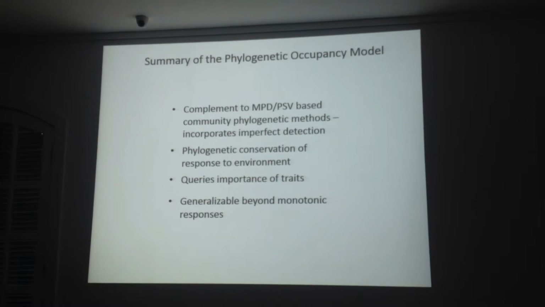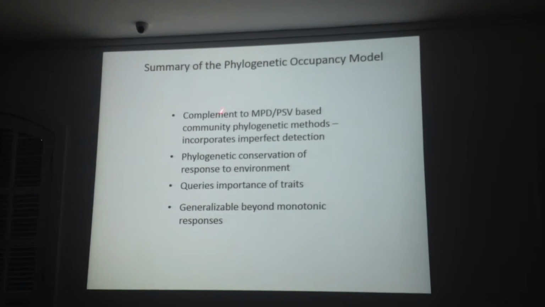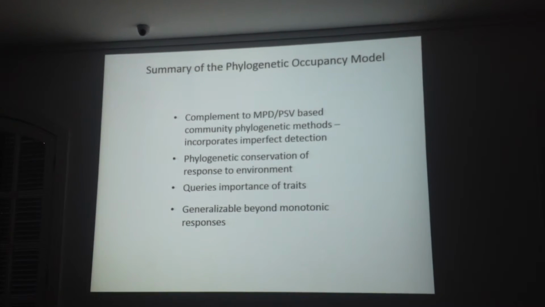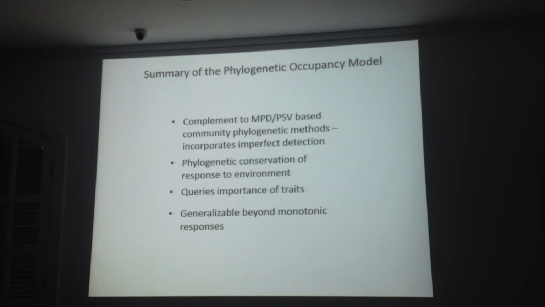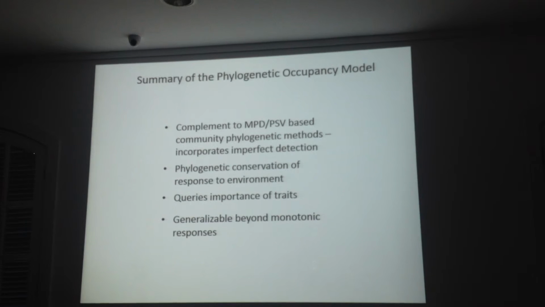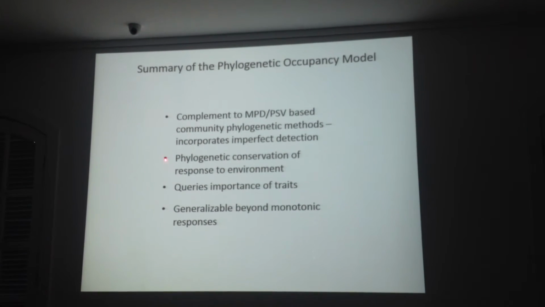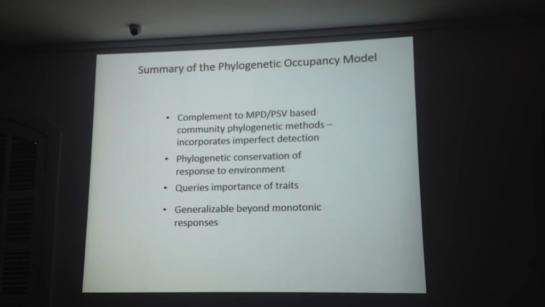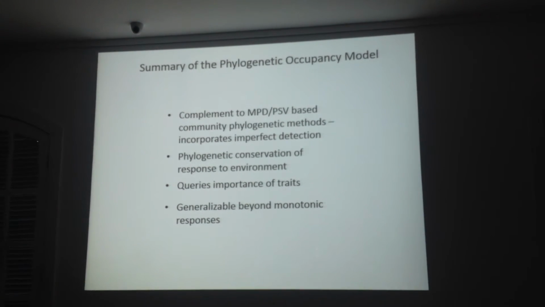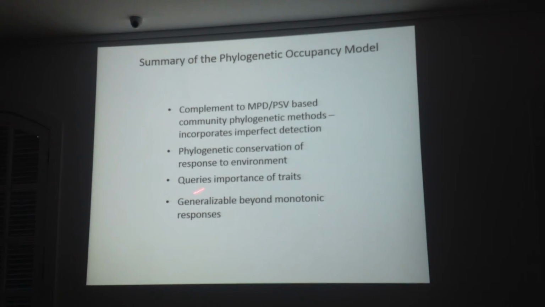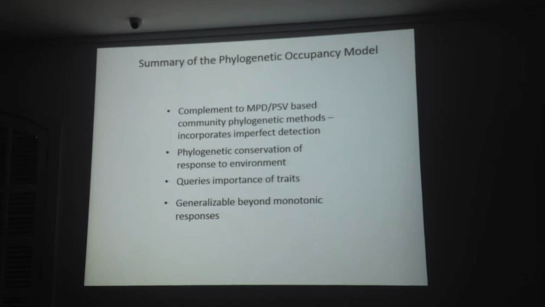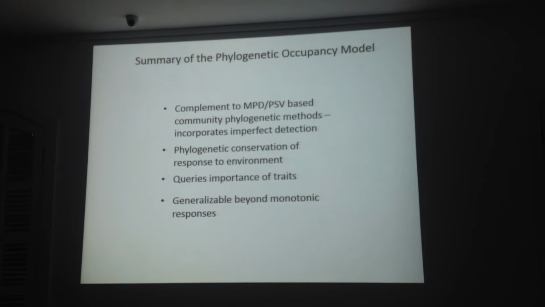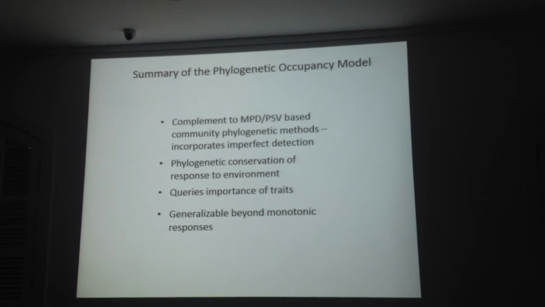So in conclusion here, I view this approach as really complementary to the mean phylogenetic distance or phylogenetic species variability approaches that are typically used in community phylogenetic methods. And the key point, or at least one of them, is that it does incorporate imperfect detection. Additionally, you can detect phylogenetic conservation to response to the environment. And something that I didn't talk about here, but is extremely important, is that it's fairly trivial to incorporate traits, to ask whether traits predict whether a bird species, say, is deforestation tolerant or not, while simultaneously accounting for phylogenetic non-independence of data, which is not something that we can easily do before.